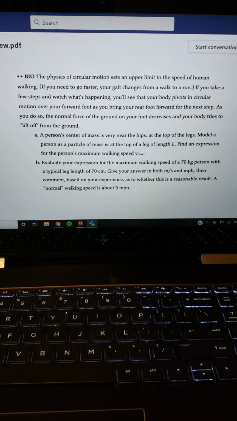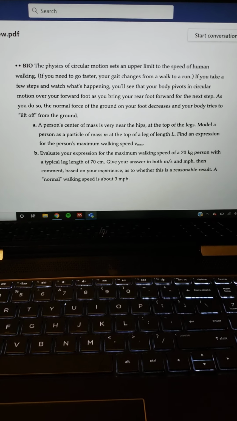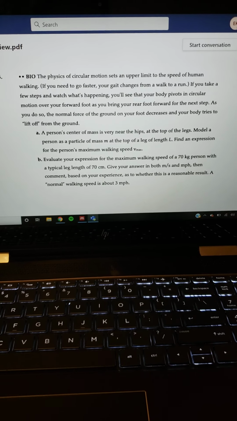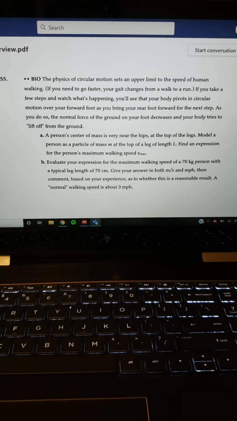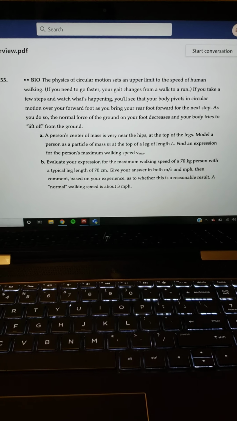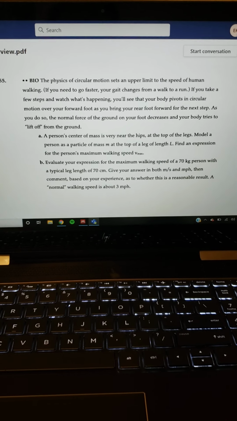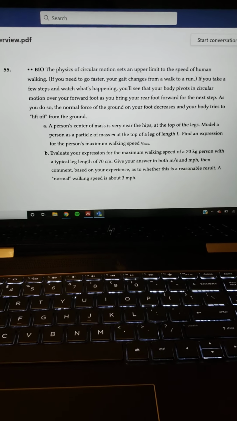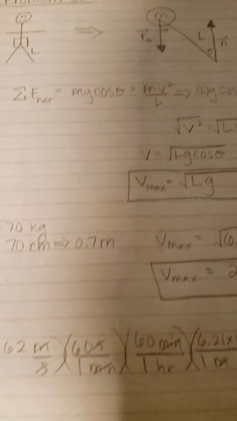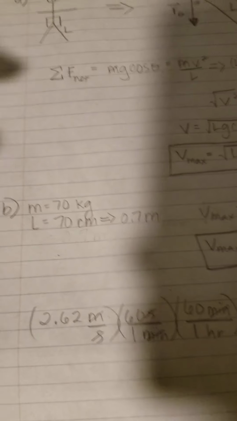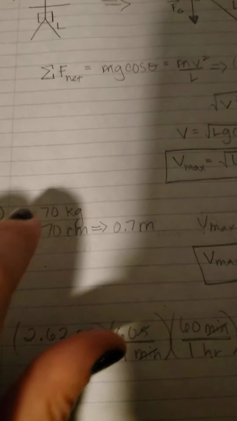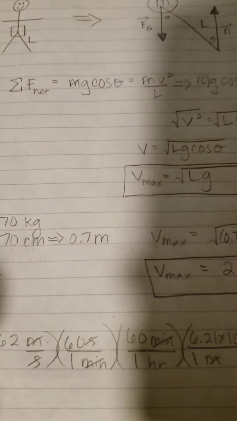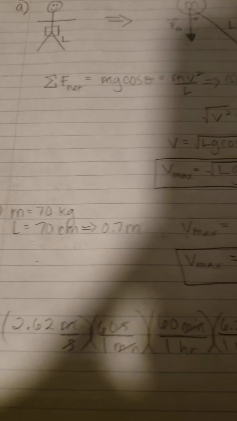And then for part B, they want us to evaluate our expression for the maximum walking speed of a 70 kilogram person with a typical leg length of 70 centimeters. They want us to give our answer in both meters per second and miles per hour, and then comment based on your experience as to whether this is a reasonable result. Apparently the normal walking speed is about 3 miles per hour. So for part B, I've written out the variables given to us: 70 kilograms, and a leg length of 70 centimeters, which I've converted to 0.7 meters. And we can just go ahead and plug that in.